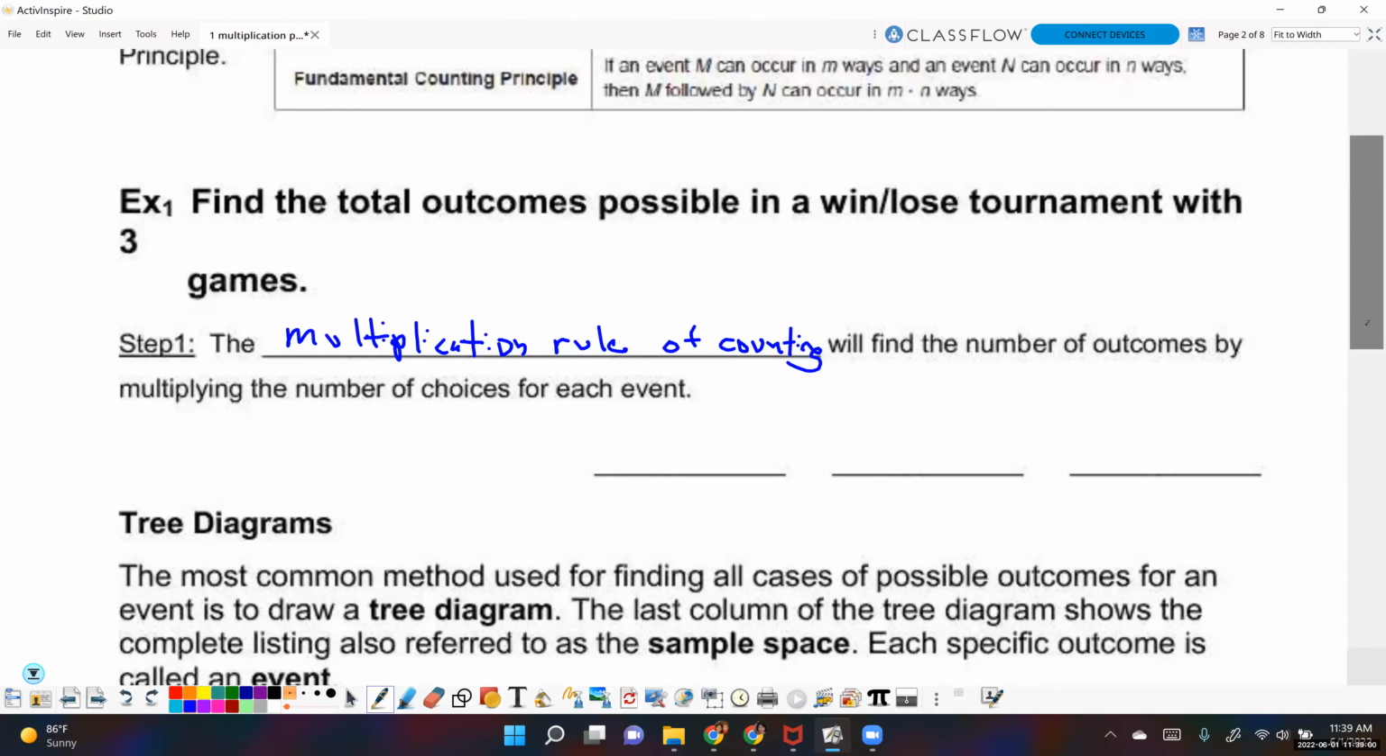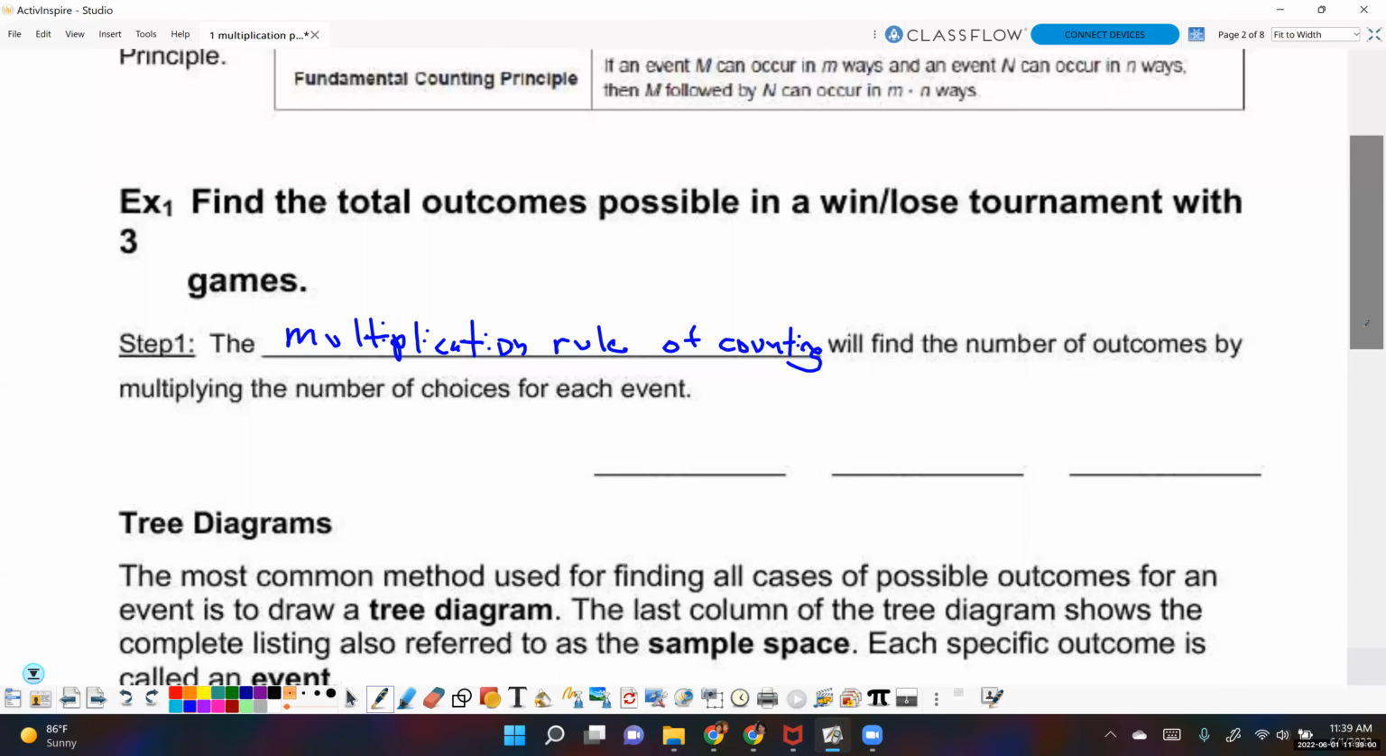So we have game 1, we have game 2, we have game 3. Now game 1, we can either win or we can lose. Game 2, we could win or we could lose. I'm doing here also, win, lose. And then in game 3, we could win or lose, win or lose, win or lose, win or lose.